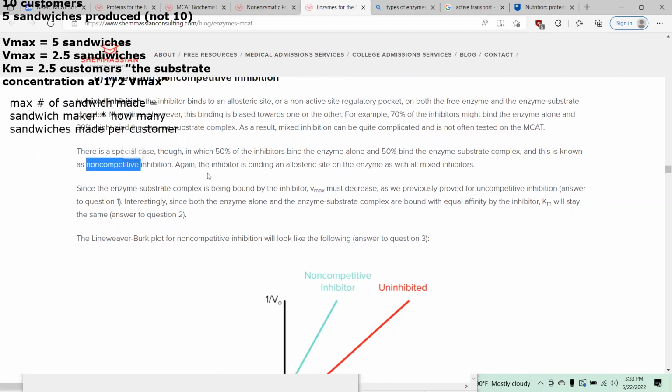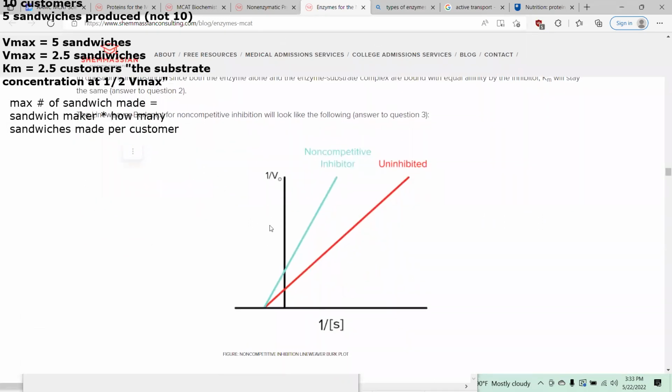So non-competitive inhibition is not choosy. It doesn't have a preference. It can either bind the enzyme alone, or it can bind the enzyme after it's been bound to the substrate. And a non-competitive graph looks like this because it didn't affect the Km, but it affected the Vmax. And the visual mnemonic for this is that you can draw an N right here, non-competitive.